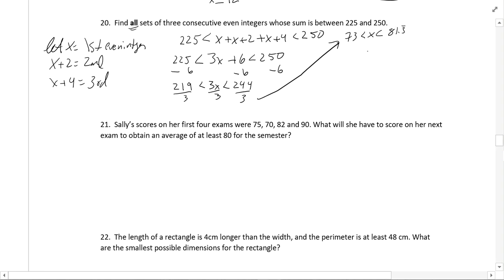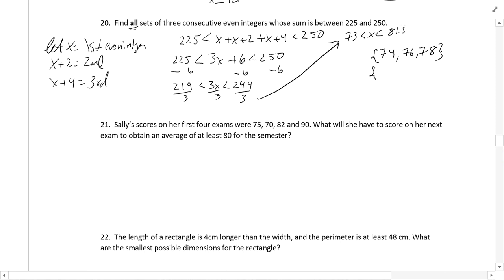Okay, so now it's saying find all sets of 3 consecutive integers. Well, remember, x is the first even integer. So the first even number that would fit in between here for x would be 74. 73 is less than 74, which is less than 81.3. So 74, because that was the first term. And then the next ones would be 76, 78, because it's the set of 3. So these are the first set. And remember, we're only concerned about x, the first integer.